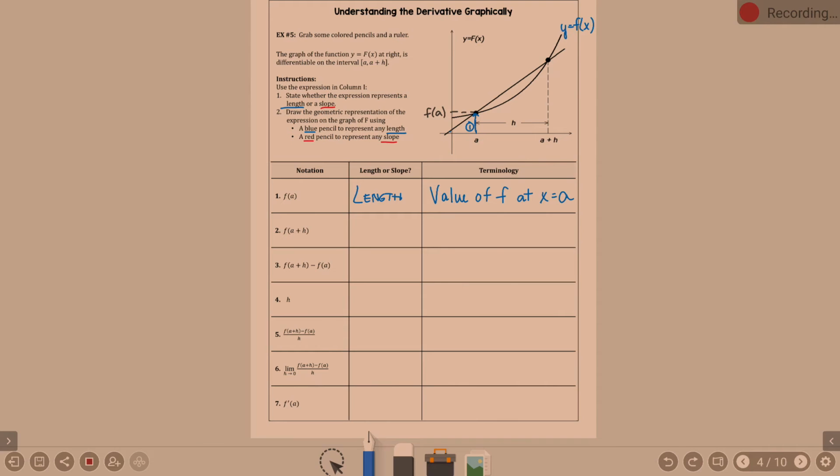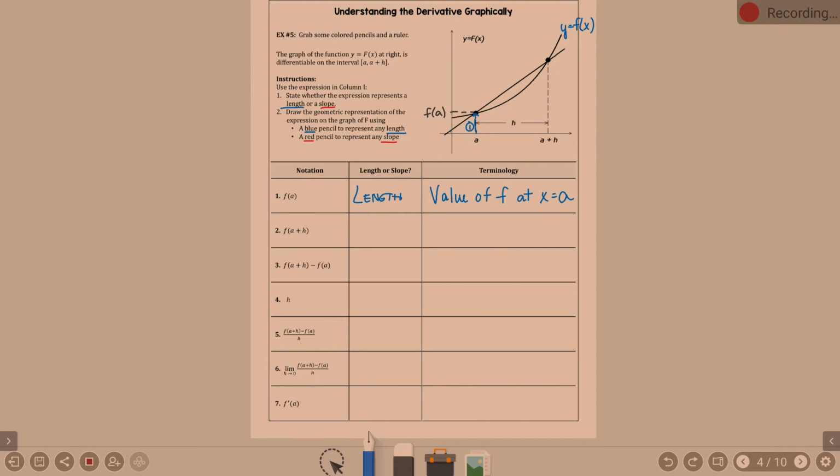Okay, so value of F at X equals A. I don't know why I have 3 in my notes here. I have not a clue, folks. We had 3 on the last one. Yeah, it says that X equals 3 on the last one. That's the only thing I can figure out why I have 3 there. Okay, F of A plus H.